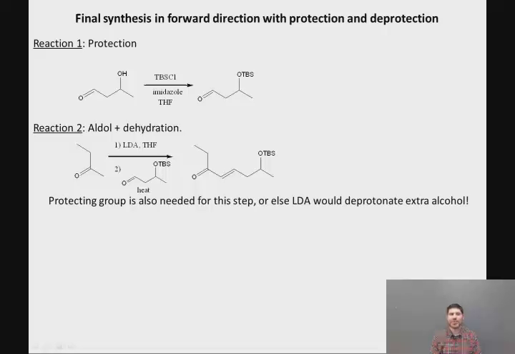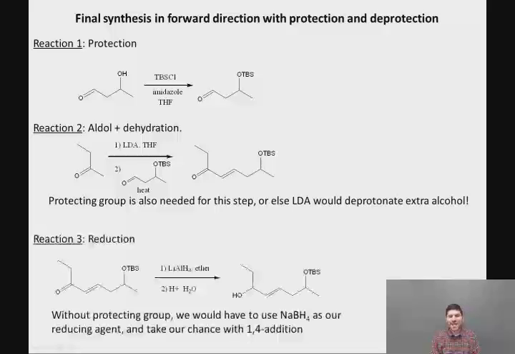Now we do our aldol plus dehydration. We're going to take the ketone that we need to react with this aldehyde, react it with LDA, again in THF. Then we're going to add in our aldehyde, which now has the alcohol TBS protected, so that piece is perfectly fine. Heat it up and do our aldol plus dehydration. Remember, we need the protecting group for this step, or else LDA or some other base that you might have present in solution will deprotonate the extra alcohol, and that could cause problems.